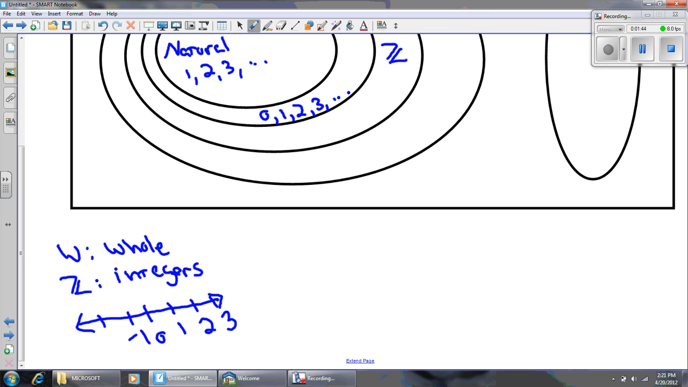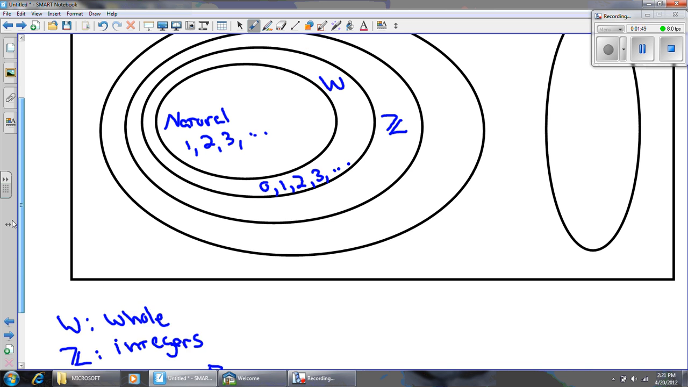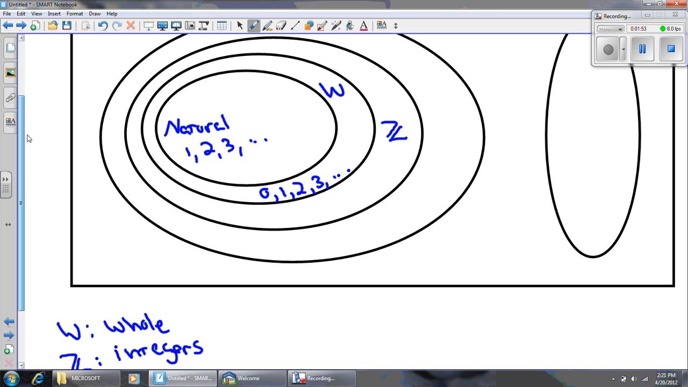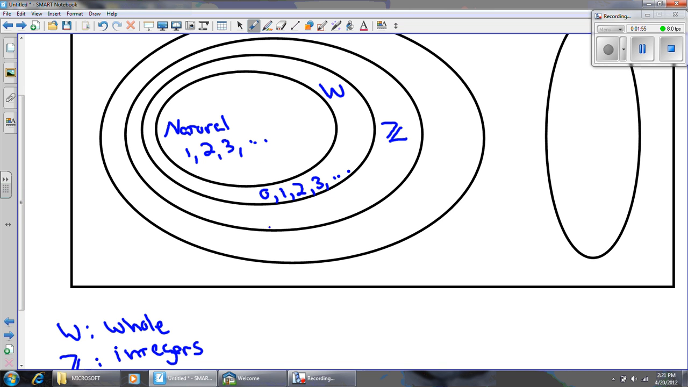Notice I will not put negative 1/2 on this number line. Okay, not negative 2.3, not 5/6. Integers do not include fractions or decimals. No fractions or decimals.